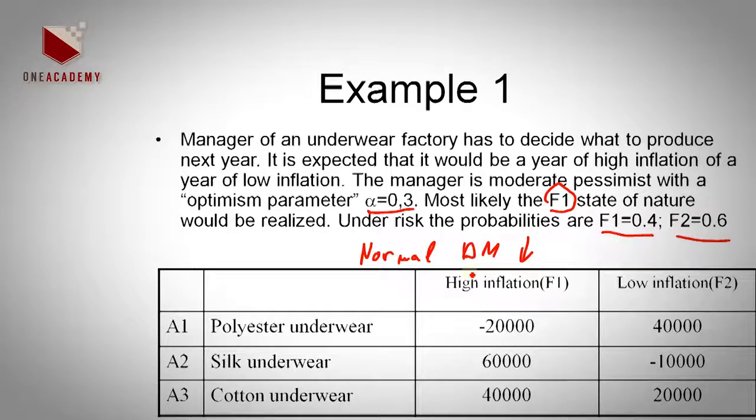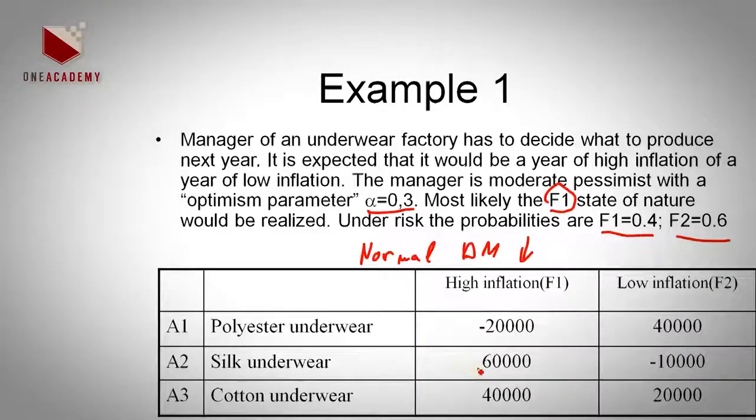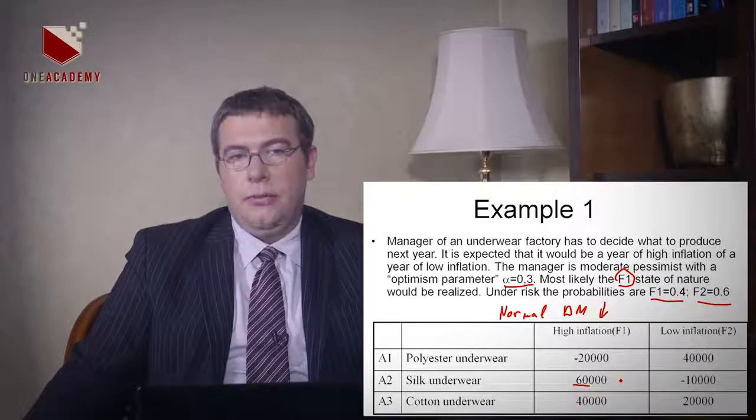Under risk and uncertainty, first of all, the Wald decision rule: we take the worst possible case every time. Whatever I decide, the worst would happen. The worst here is minus 20, minus 10, and 20, and the best out of this worst is 20. So cotton underwear would be the best alternative in this case. Then the totally optimistic rule: I take the best out of the best, which is 60. So in this case, silk underwear would be the most suitable.